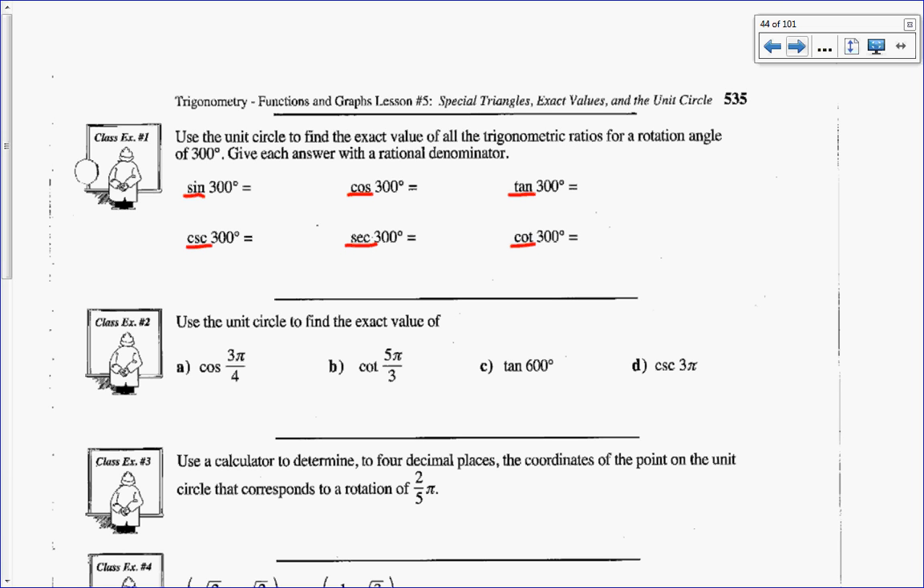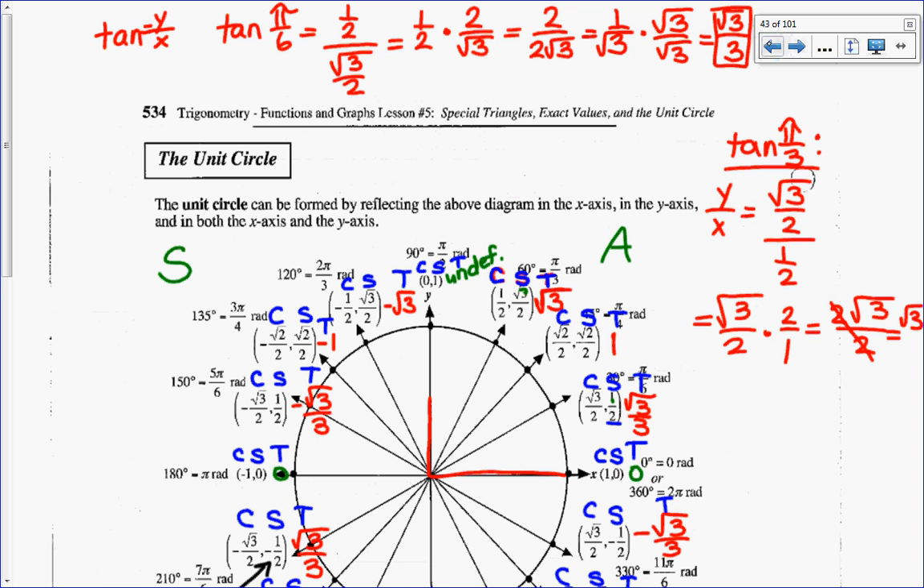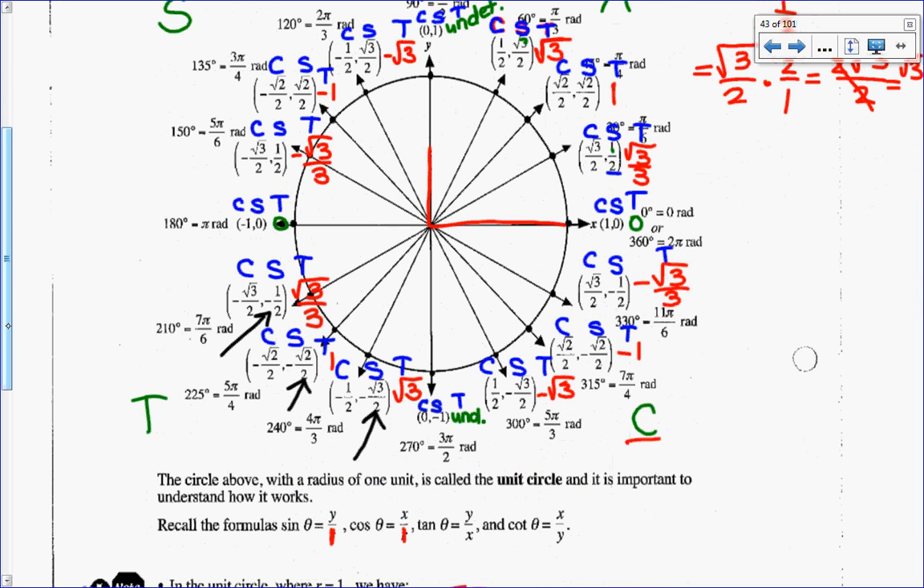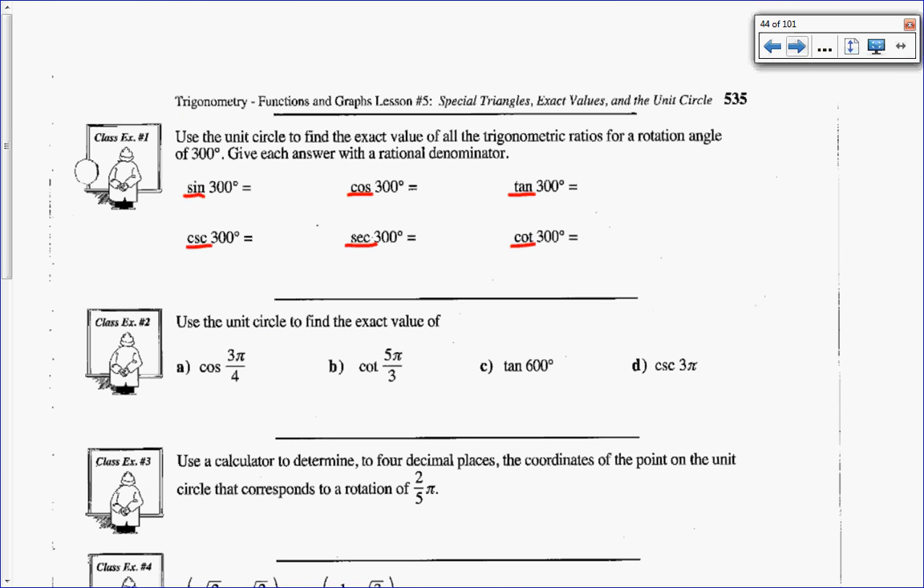Really and truly, this is as easy as just looking on your unit circle, and you can read what sine of 300 degrees is, because we've done all the work now, we filled it all in. Let's find 300 degrees. It's right here, and the sine of 300 degrees is negative root 3 over 2. That's why knowing your unit circle simplifies things, and you can figure out the answer lickety-split. Okay, cosecant, this is just the inverse.